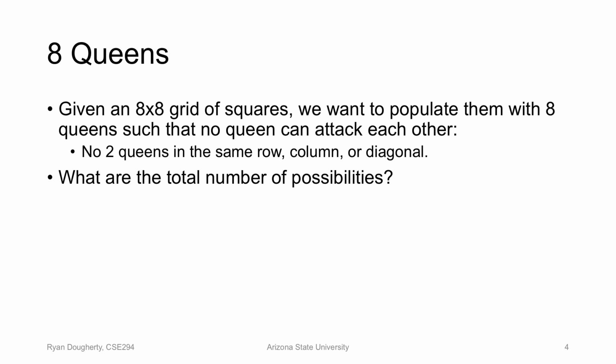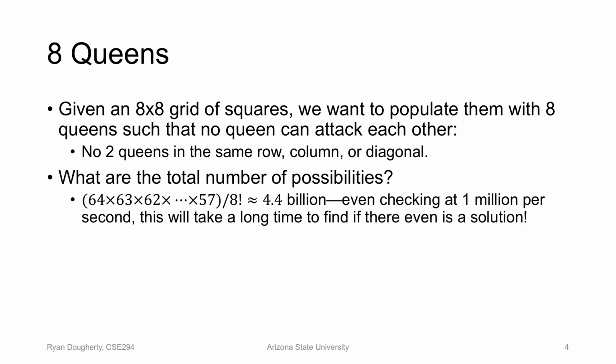So what's the total number of possibilities here? Well, how many squares do I have? 64, right? And so once I place a queen somewhere, how many do I have? 63, because I can't place in the same square. So that's basically 64 choose 8, right? And that's just this expression, which evaluates to about 4 billion possibilities.